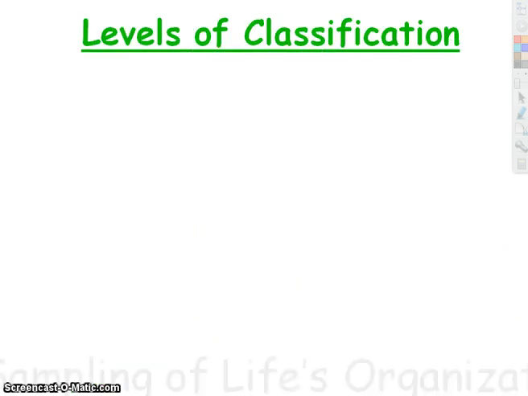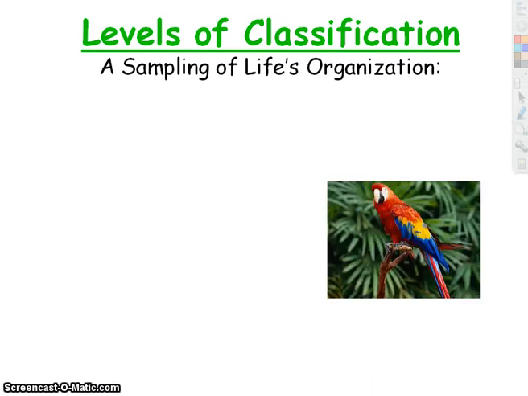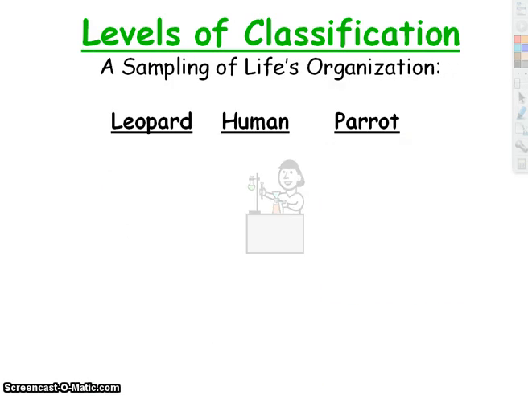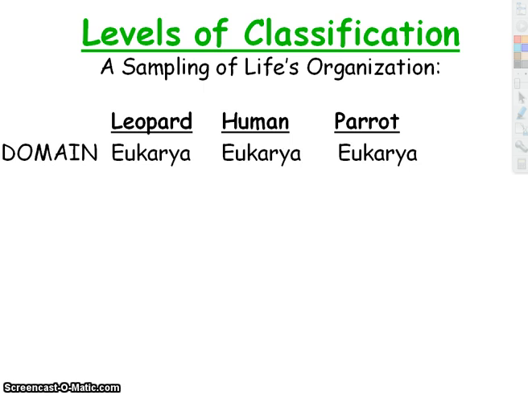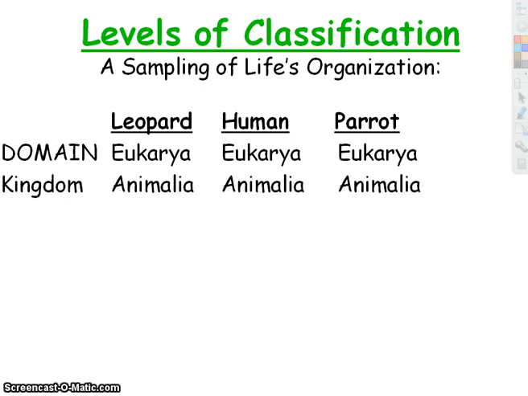All right, and so here's your levels of classification. I have 3 organisms here: leopard, human, and parrot, just to show you. So we all belong to the domain Eukarya, so we have that in common. Next comes kingdom. Well, all 3 of those are in the animal kingdom. If we had a plant over here, the plant would be in Eukarya, but now it wouldn't have anything else in common. After that level, it wouldn't match up, because a plant would be in the kingdom Plantae.